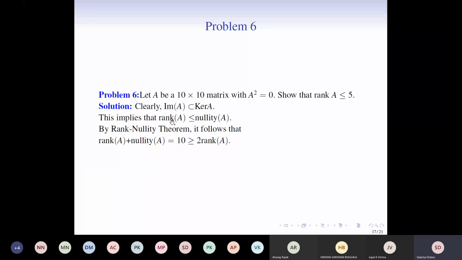Using this equation, what do we know? We know that nullity is greater than or equal to rank. So 10 is greater than or equal to rank plus rank, replacing nullity by rank using this inequality. Then cancelling out 2, we get that the rank of A is less than or equal to 5. This is a small yet very beautiful application of the rank-nullity theorem. It can help us to guess the rank and nullity of a matrix with some conditions on it.